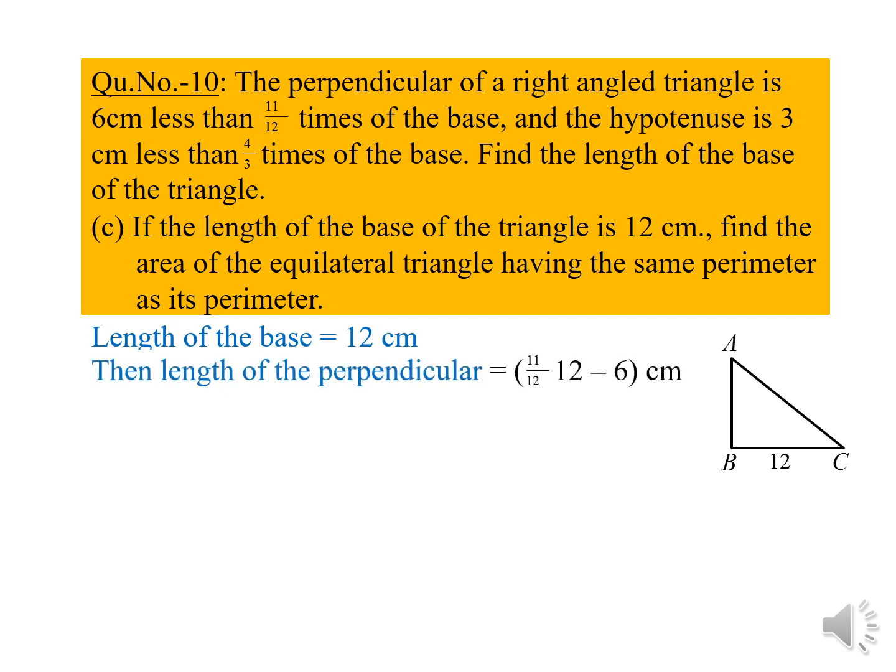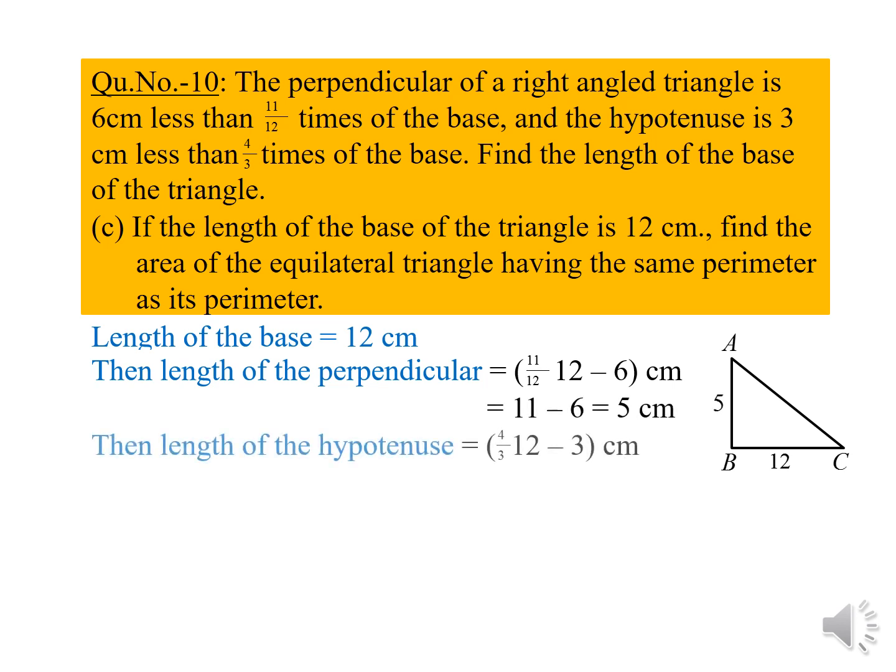So therefore the length of the perpendicular is 11/12 times the base, that is 11/12 × 12, and minus 6 centimeter less, that is minus 6 centimeter. So finally we get 11 − 6 = 5 centimeter. Again, the length of the hypotenuse is equal to 4/3 times the base, means 16, and then 3 centimeter less, that means minus 3 centimeter, is equal to 16 − 3 = 13 centimeter.